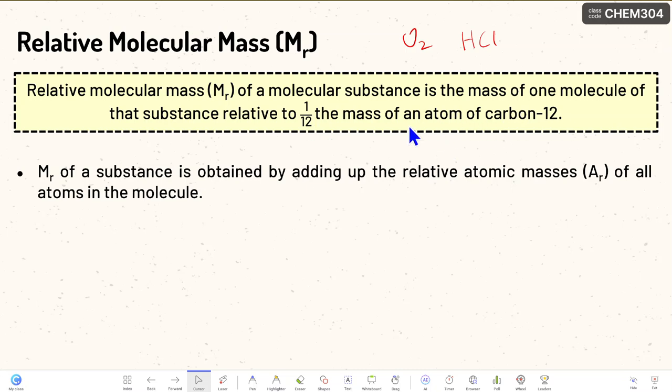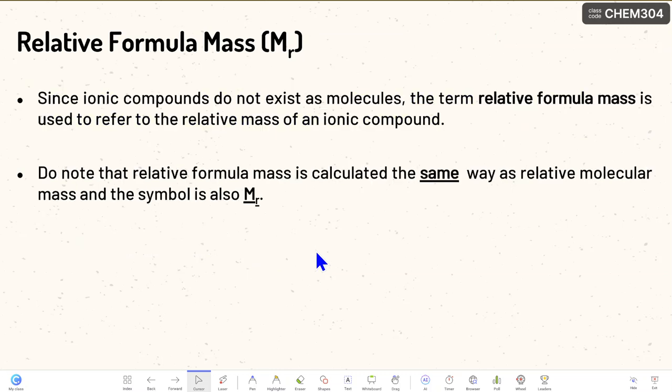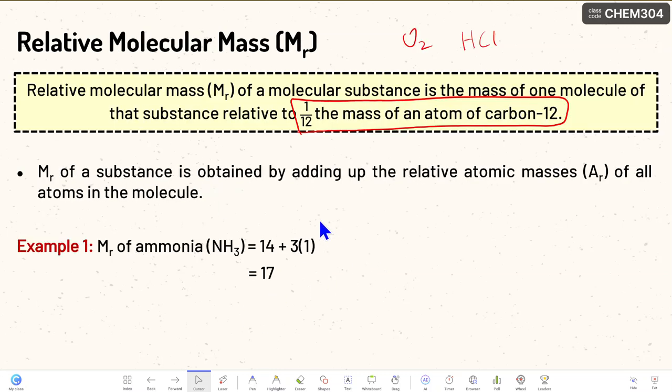So it's good to memorize that: 1/12 the mass of an atom of carbon 12. So Mr, which is relative molecular mass, is basically adding up all the relative atomic masses. For example, ammonia: nitrogen is 14, hydrogen is 1 each, so 3 times 1 plus 14 is 17. And all these relative atomic mass and molecular mass have no unit, because they are relative.